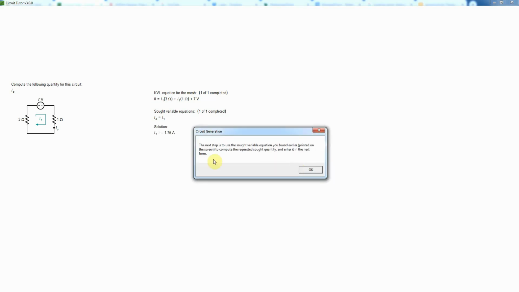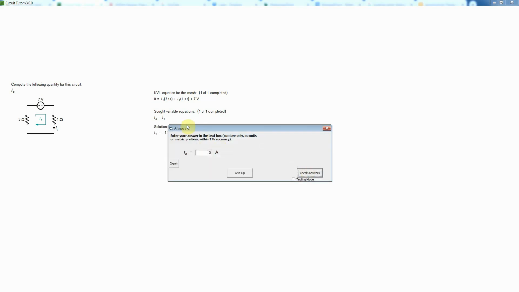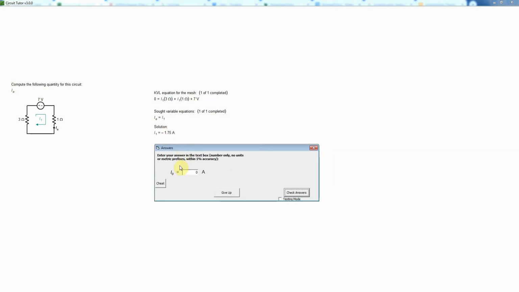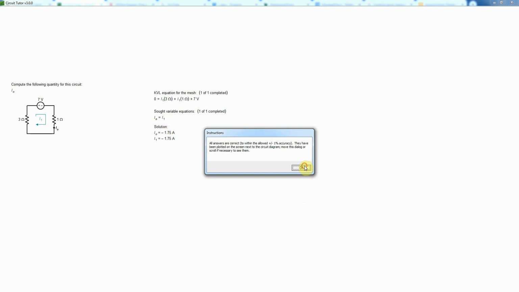And that's correct. And then I now need to use my sought variable equation. And I can move this, of course, around to see. With this value, I need to basically say, well, it's the same thing. So in this case, I just enter the same number. In other cases, it could be different. So I check that, and it's correct.